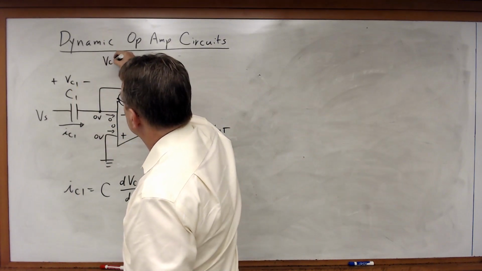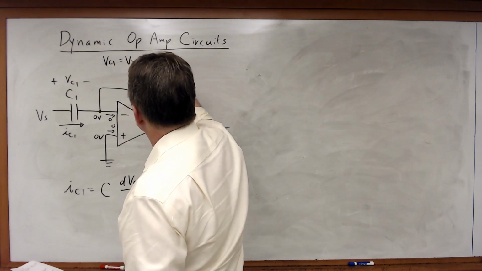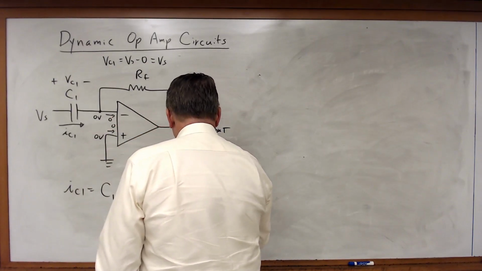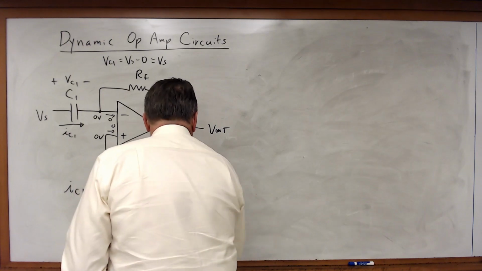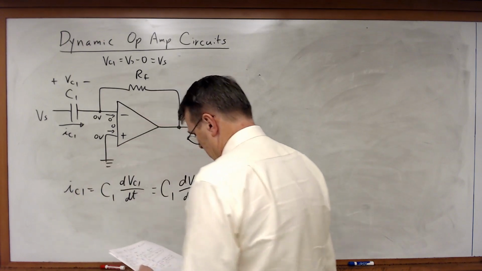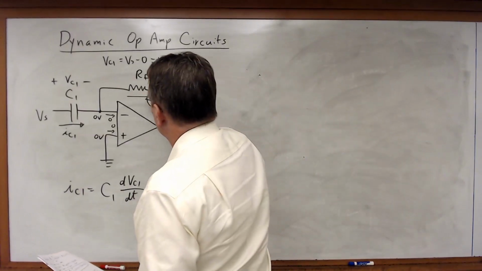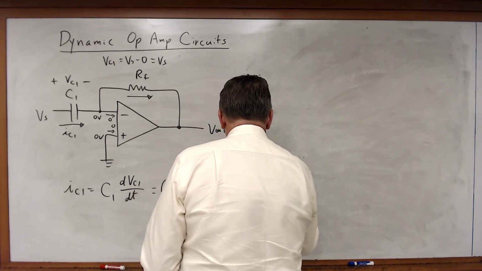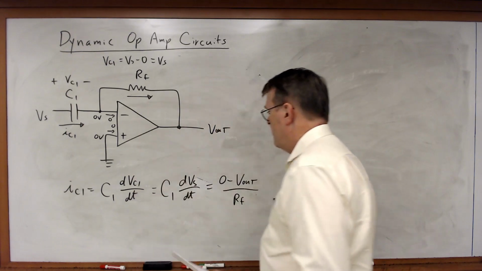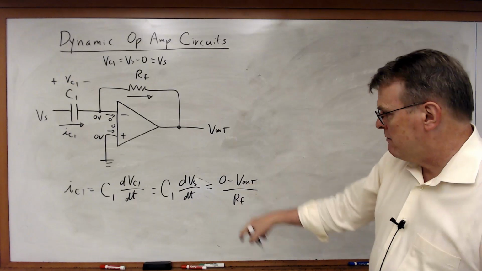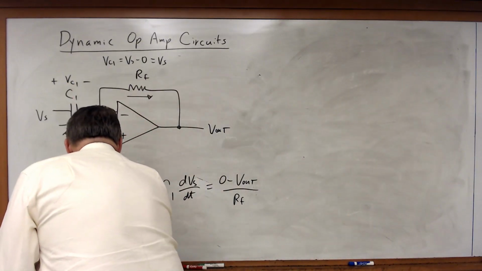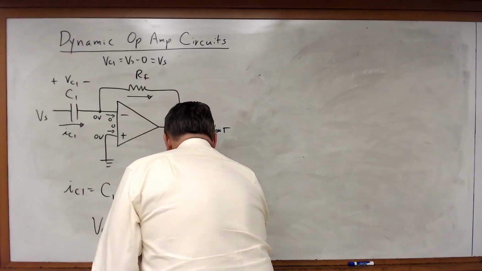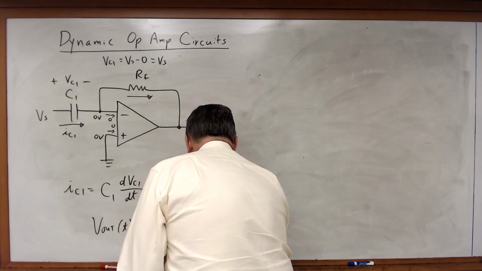because we note in this case, here's our voltage, VC1 across that capacitor, but VC1 and Vs are the same thing. VC1 must be equal to Vs minus 0 is equal to Vs, and so this is just equal to C1 times dVs dt, which is equal to, by KCL, 0 minus V out divided by RF. And now I can do a little rearranging of terms and rewrite this in terms of V out. What I get is that V out of t as a function of time is equal to minus RF times C1 times dVs dt.